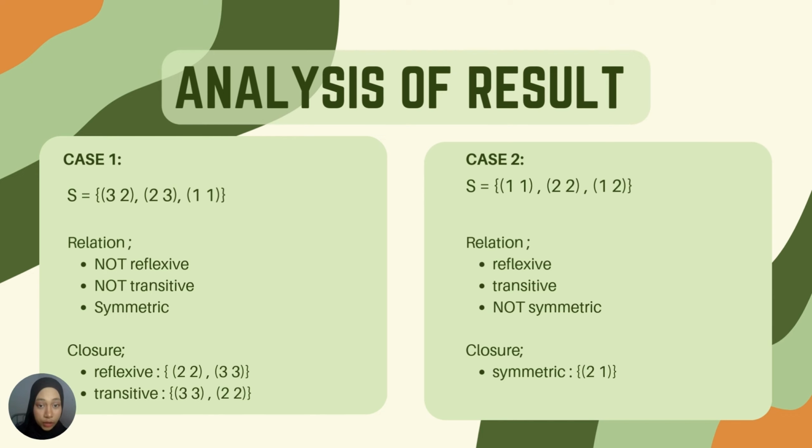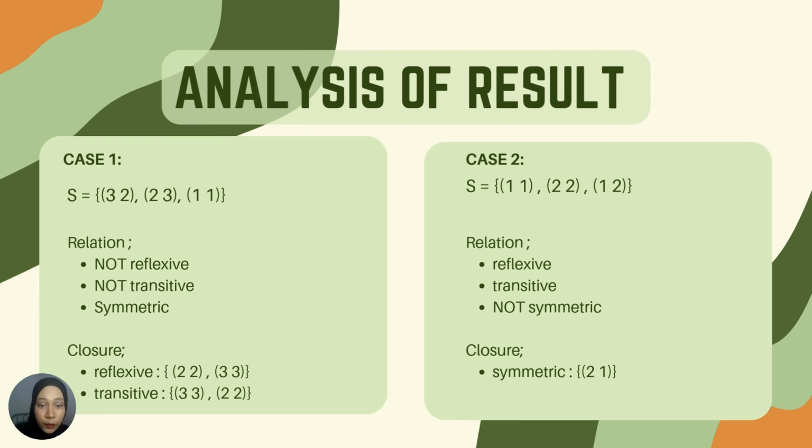For our program testing, we already initialized 3 different inputs for the elements of the set. For the first case, set S is equal to 32, 23, 11. From our program checking, this input for set S produces neither reflexive nor transitive relation. However, this set has symmetric relation, so for the closure, only reflexive and transitive closure has been displayed, where for reflexive closure, the elements are 22 and 33. Meanwhile, for transitive closure, it is 33 and 22.